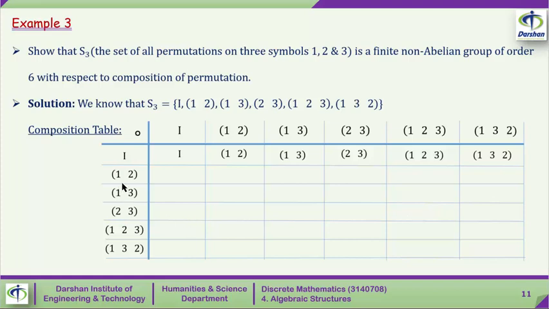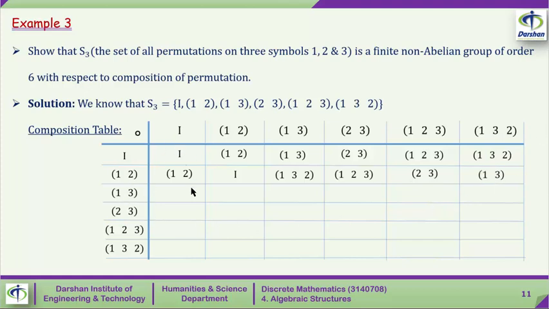Now we find (1 2) of the identity element, then we get (1 2) itself. Now (1 2) composed with (1 2), we get the identity element. Then (1 2) composed with (1 3), we get (1 3 2). (1 2) composed with (2 3), we get (1 2 3). (1 2) of (1 2 3) we get (2 3). (1 2) of (1 3 2) we get (1 3).